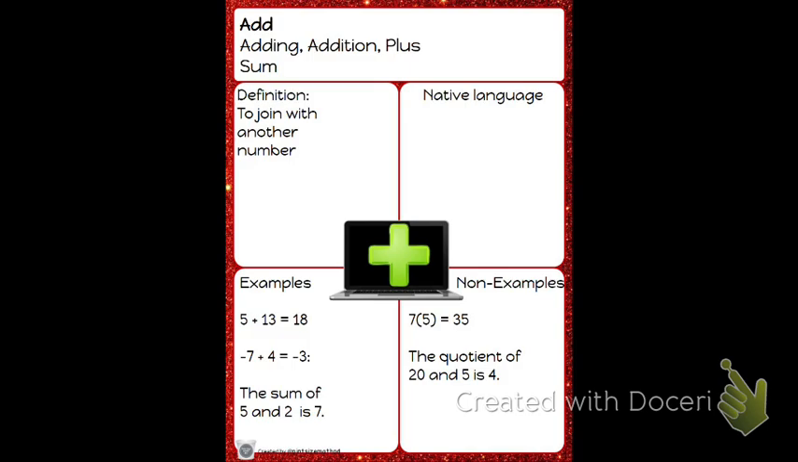It might be suma in Spanish, or another word for add in your language. And then some examples, including an example that is in a sentence form. The sum of 5 and 2 is 7. And then a couple non-examples. Those things are not addition.